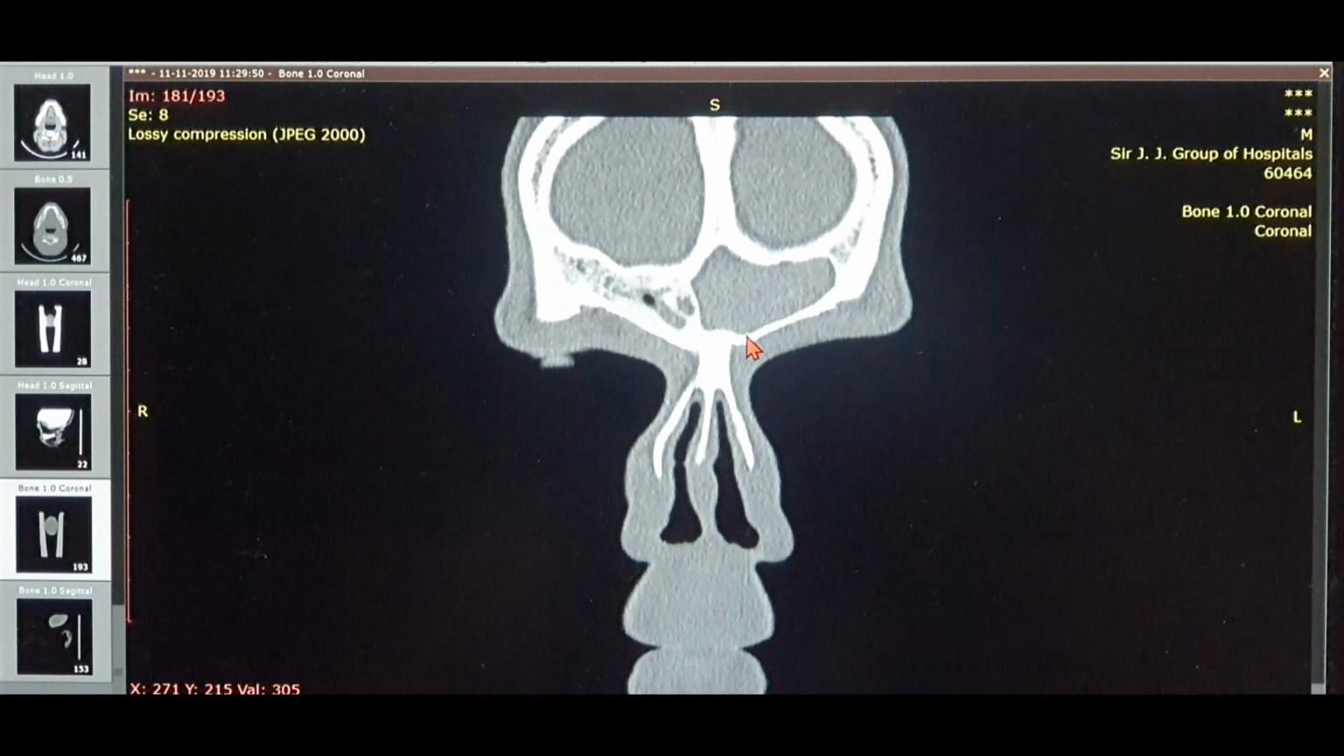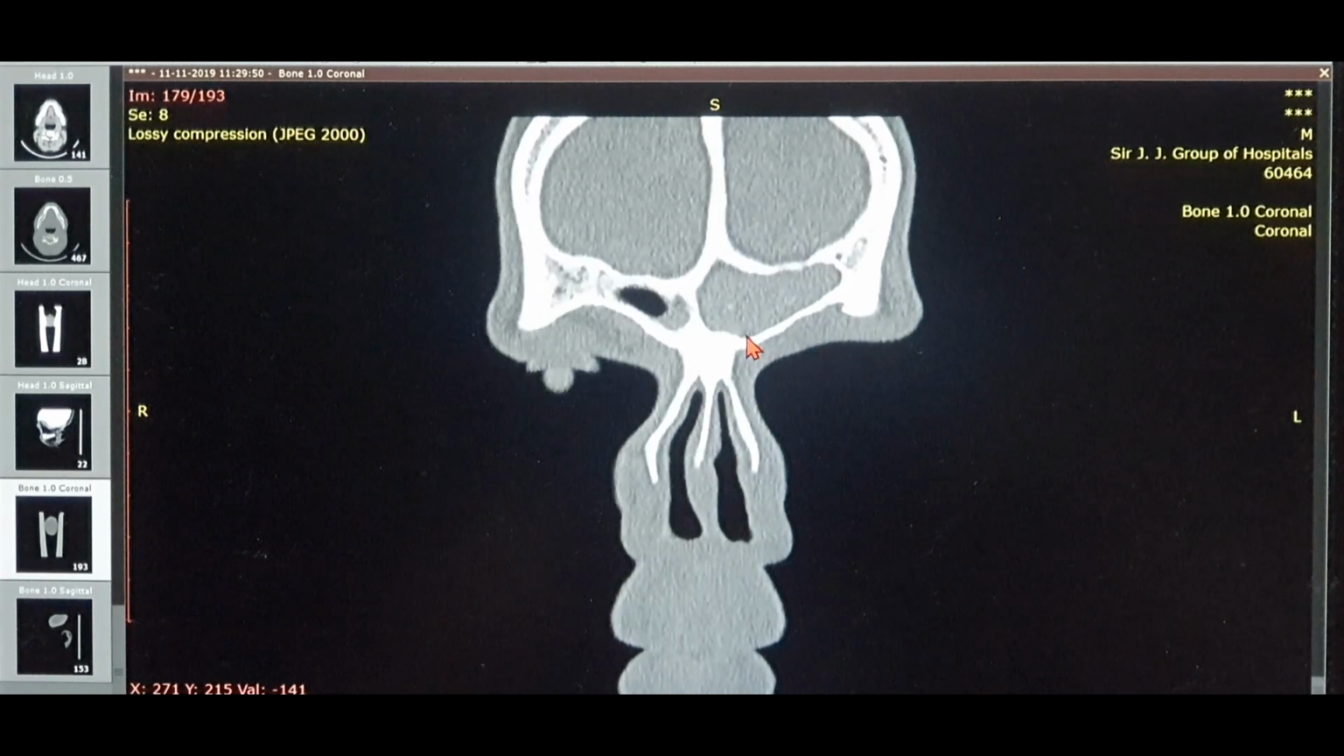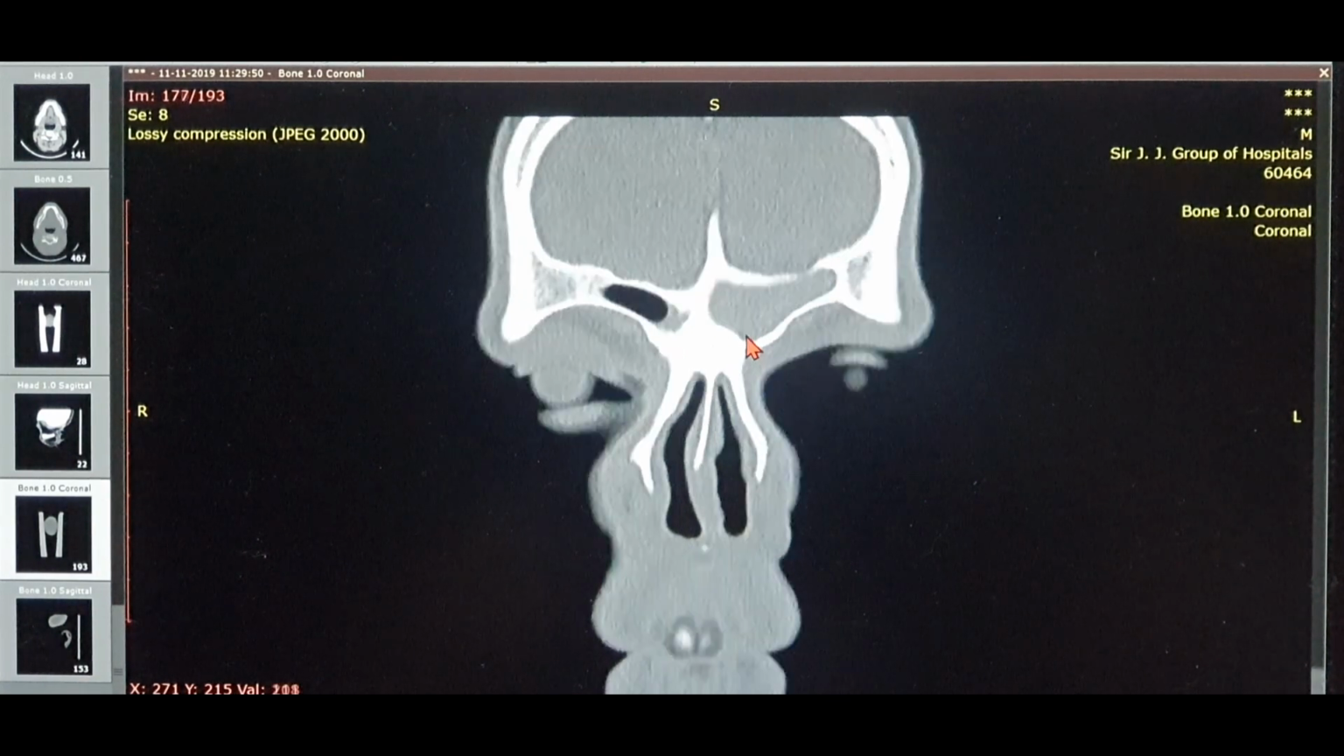Today I'll be discussing CT scan PNS, that is how you can actually read a CT scan PNS. So this video is basically for those PG students who are in final year, appearing for the MUHS theory and the practical exams of E.N.T.